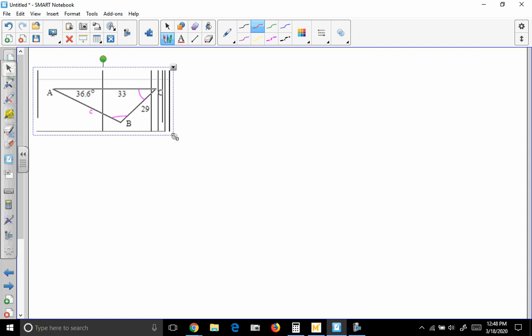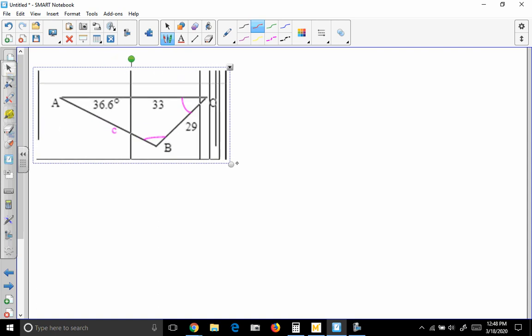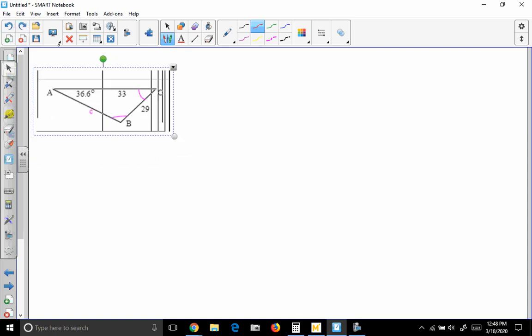Hopefully the copy's over. Ooh, copied a little messier than I wanted to copy that.